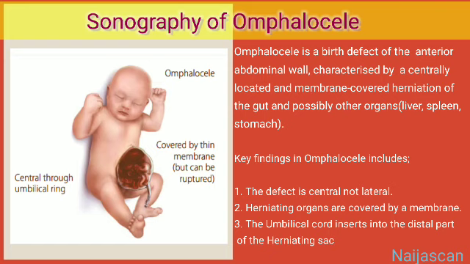The image on the right shows a baby with the characteristics of omphalocele. You can see the herniating organs, which is the bowel, covered by a thin membrane with the umbilical cord inserting distally to the herniating sac. This defect was seen centrally in the anterior abdominal wall.